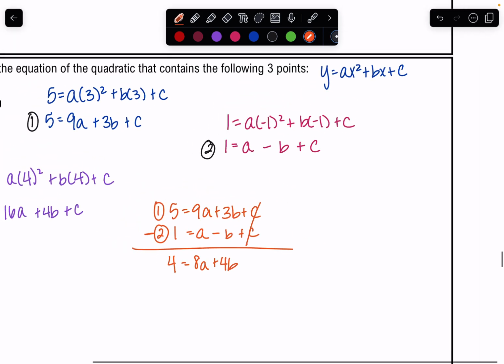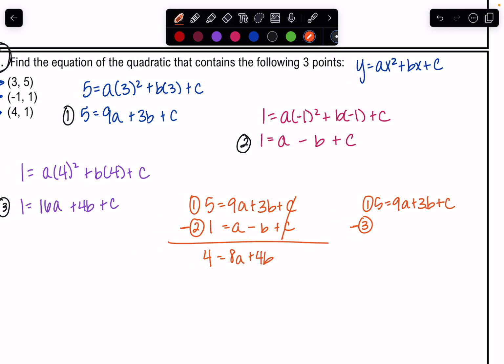So now I can choose to eliminate 2 and 3 or 1 and 3. It doesn't matter as long as you choose a different combination. So I'm still just going to use 1 again. That's fine. So I'm going to have 5 equals 9a plus 3b plus c. This time let's subtract the third one. So I'm going to subtract 3. You could also subtract 2 and 3. Again, there's no wrong answer there. You just get to pick.